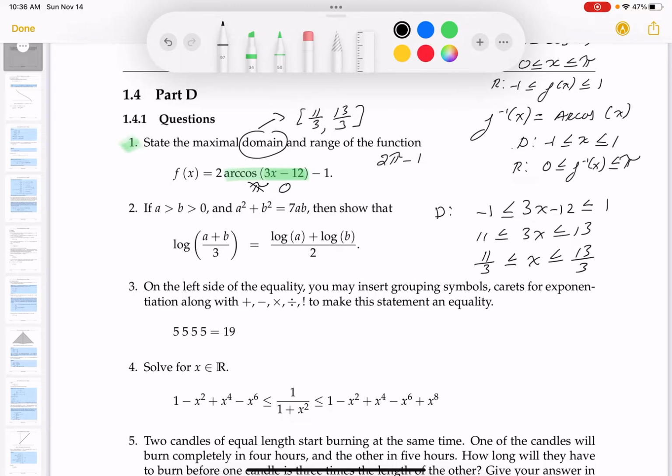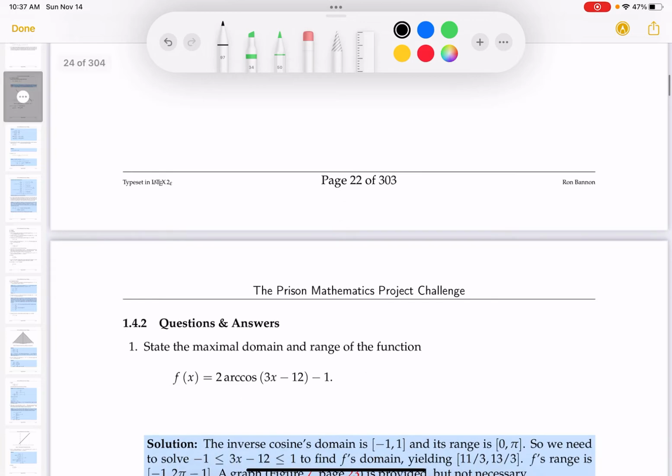All right, let's write that down. So 2 times 0 is 0, so the least could be -1. So this is the most, this is the least. Let's put the range down now. What's the range going to be? -1 up to 2 pi minus 1. All right? Now let's look at the key, see how we did. And this is problem number 1.